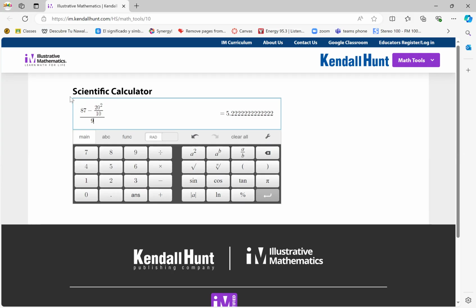So I have 87 minus my fraction, 20 squared over 10, and all of this is divided by 9. My calculator already did the work for me. It says 5.22222 and a bunch of twos. So, okay, let's take a look. I'm going to come back to my notes.